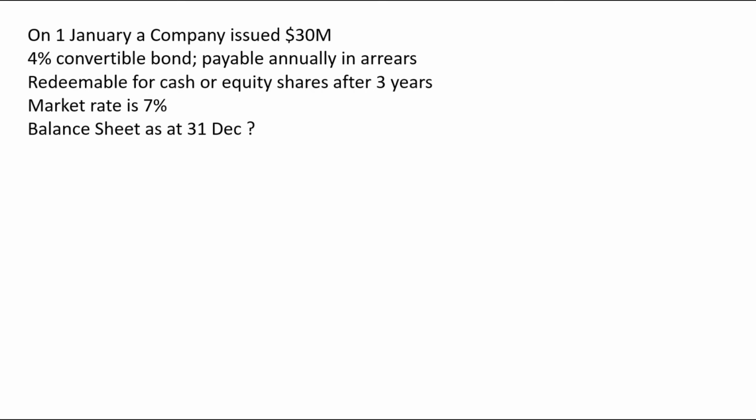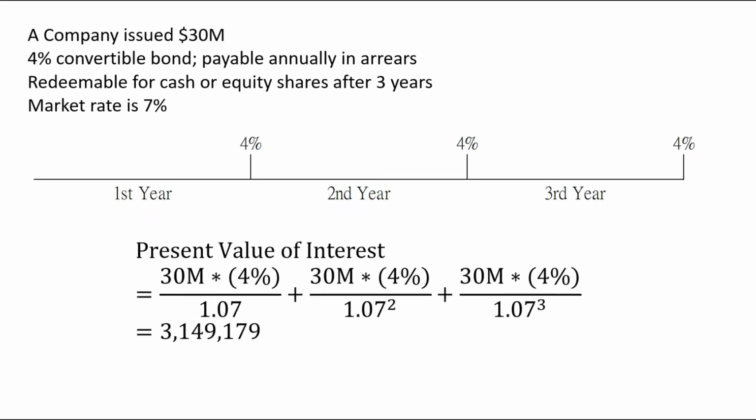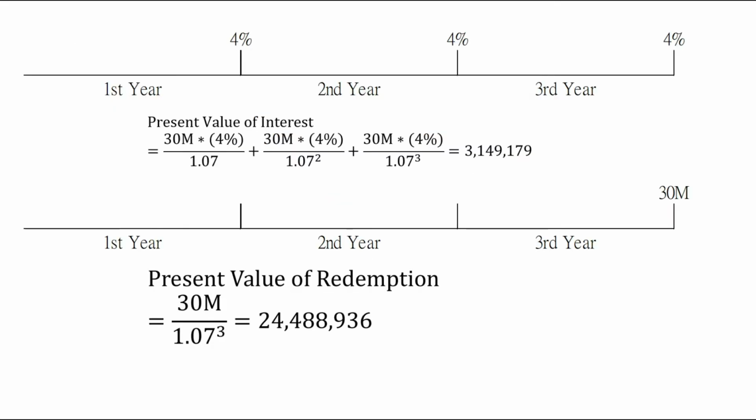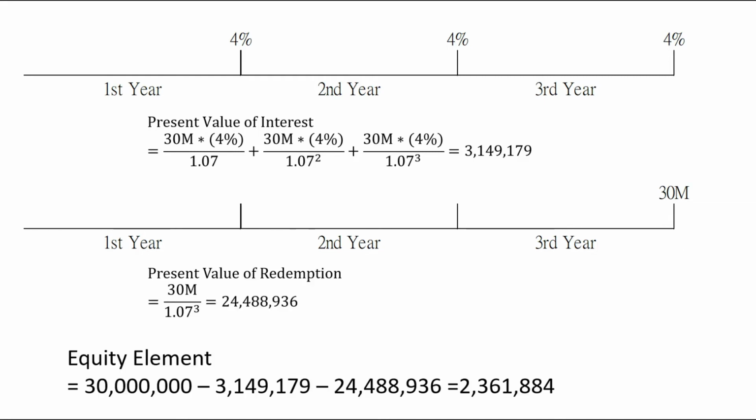First of all, we know that the company has to pay interest of 4% every year, so we shall calculate the present value of total interest in these 3 years. Next, since there is a possibility that investors would like to have cash when contract expires, therefore we shall also calculate the present value of redemption after 3 years. These two present values will be the liability element of the convertible bond. And the equity element will then be the proceeds on the bond issues, which is $30 million, minus the liability element of the convertible bond.